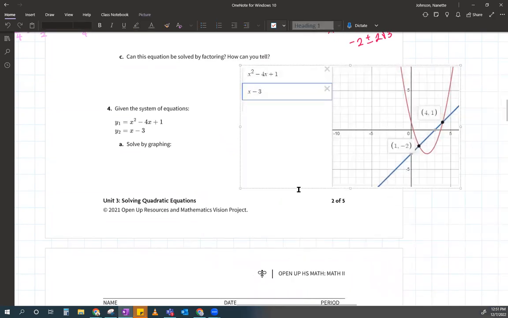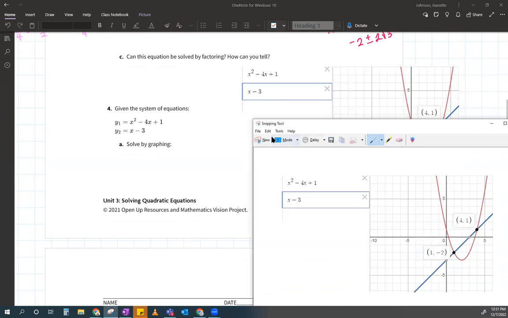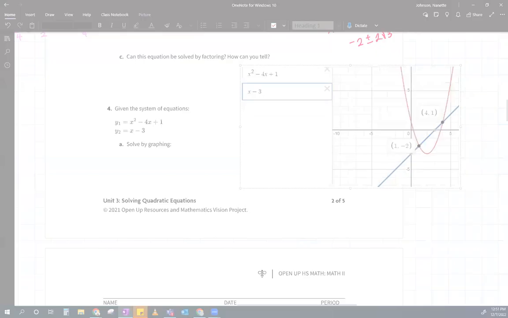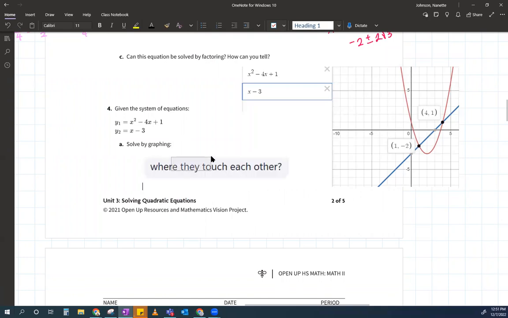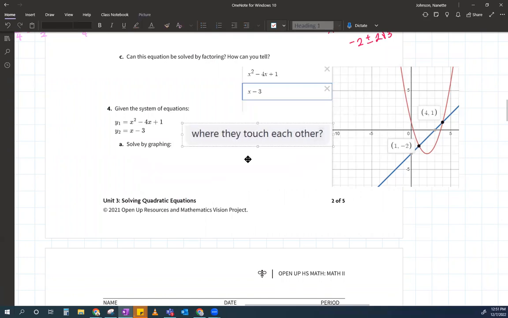And then I'm going to go steal what you guys put in the chat because that was good. So yeah, where they touch each other. That's all I'm looking for: what do they have in common? Does that make sense? So this is the picture. Whenever you're graphing, do you see what I said? This is going to be kind of fast. So where they touch each other, where they share.